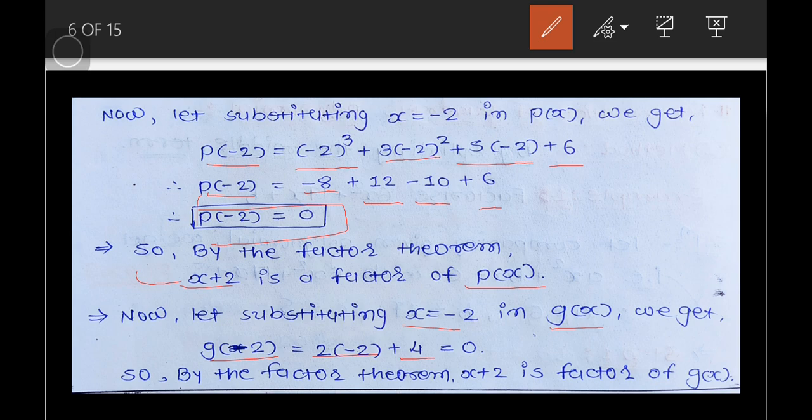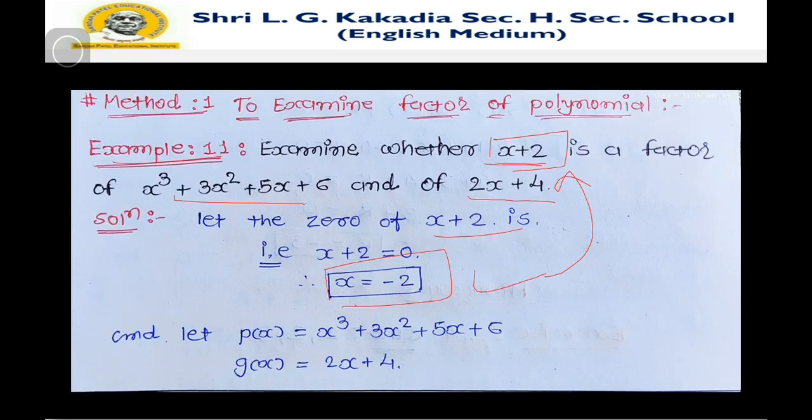So if ever it is given that a linear polynomial is a factor, or we want to verify that x + 2, or any linear polynomial, is a factor of a given polynomial, then we first find the zero of the linear polynomial and put this value in the given polynomial. If it makes it equal to 0, then we can say that the given linear polynomial is a factor of the polynomial.